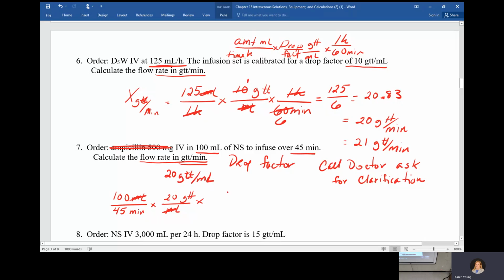So I'm going to do 100 times 20 and get 2,000 over 45. I didn't see anything to reduce real easy, real quickly. I mean, there's something we can reduce, we just don't help all that much. So I get 44.44. So how many drops per minute would I have? 44. Whether I rounded it or not rounded, I'm still getting 44.